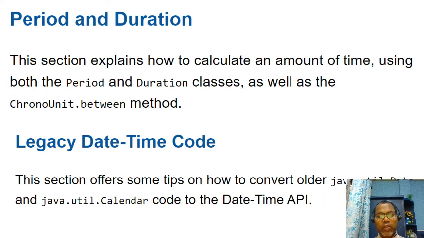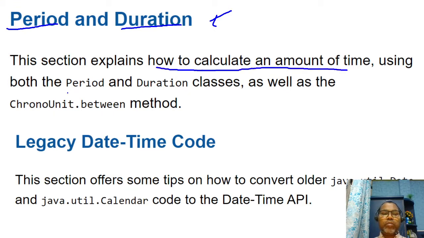And similarly, we have some amounts of time, a duration like a month, a year, 2 minutes, 3 seconds. For that, we have created a Duration object, and similarly, we have a Period between two dates. So these are how to calculate the amount of time using both the Period and Duration classes. These are the helping classes which help us calculate duration and period.